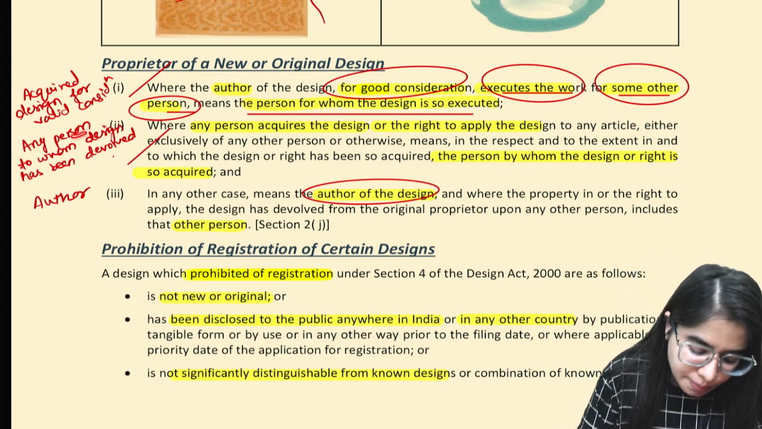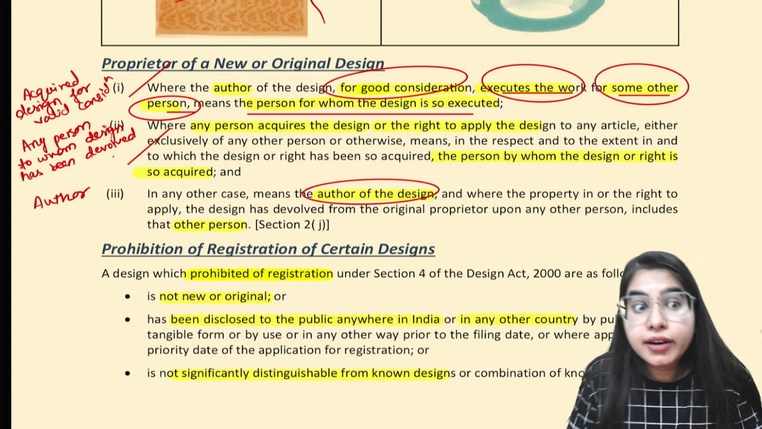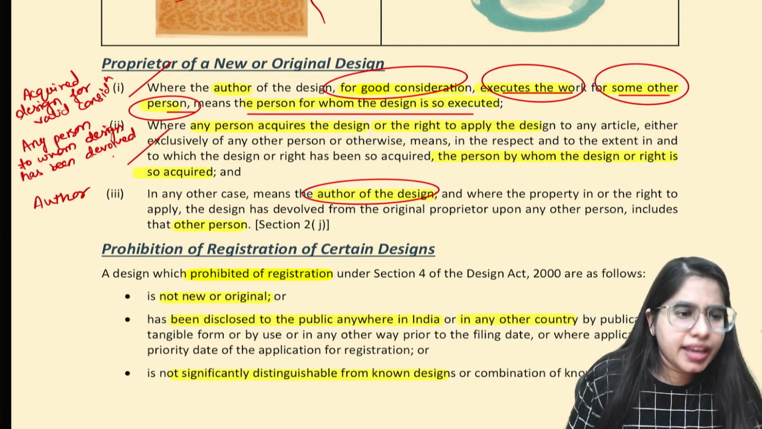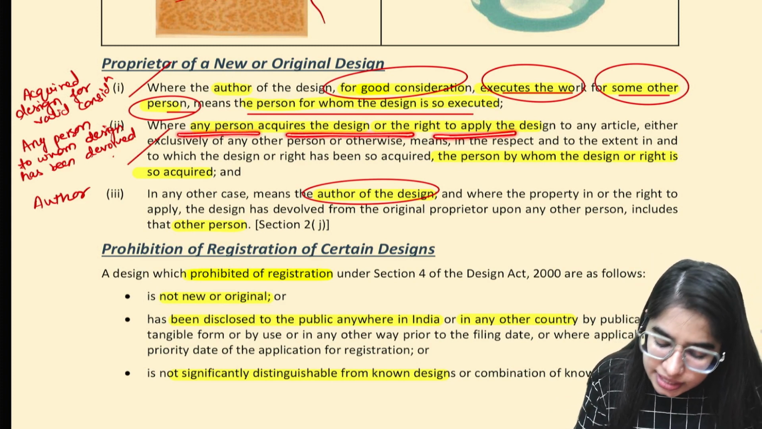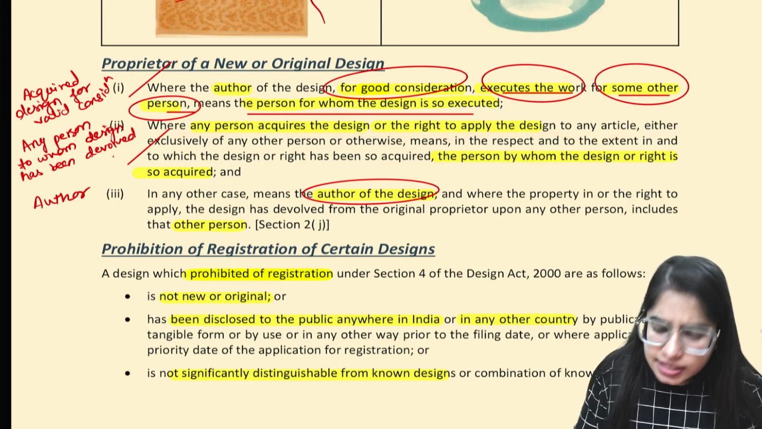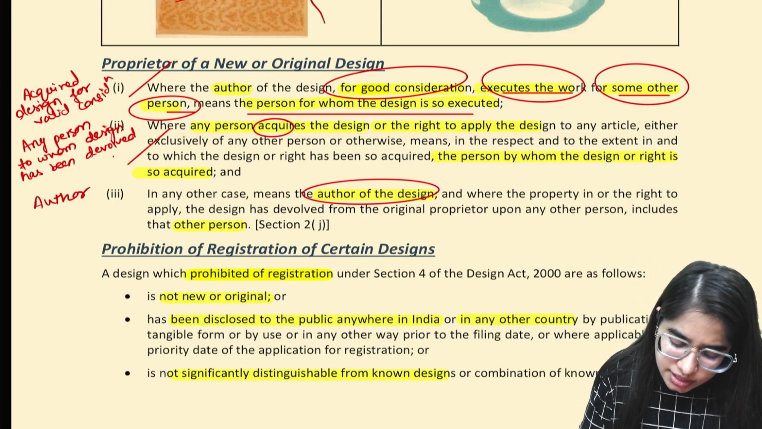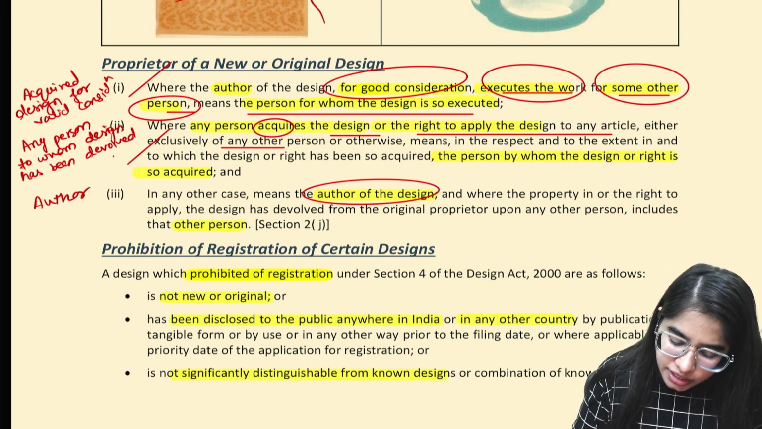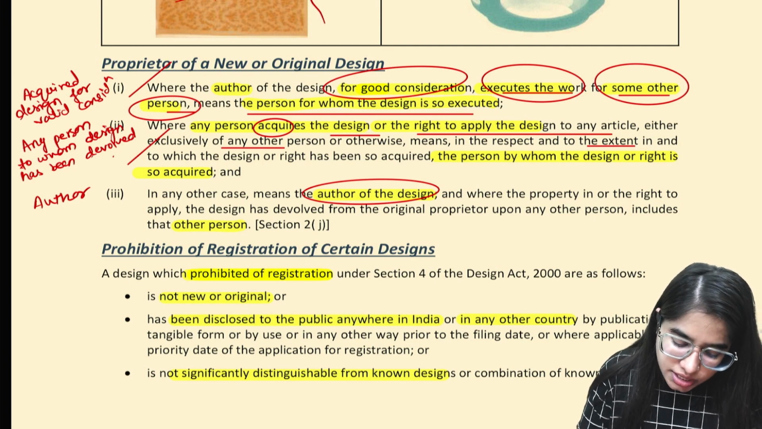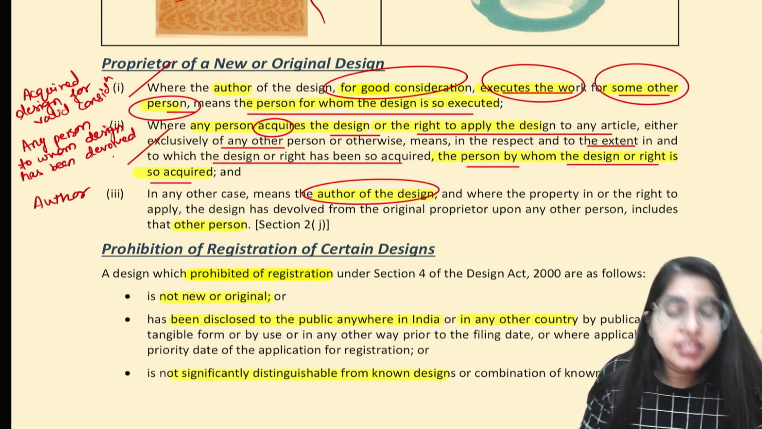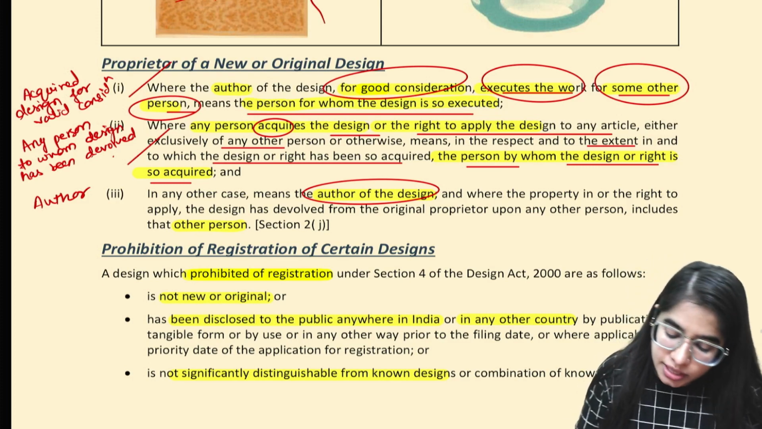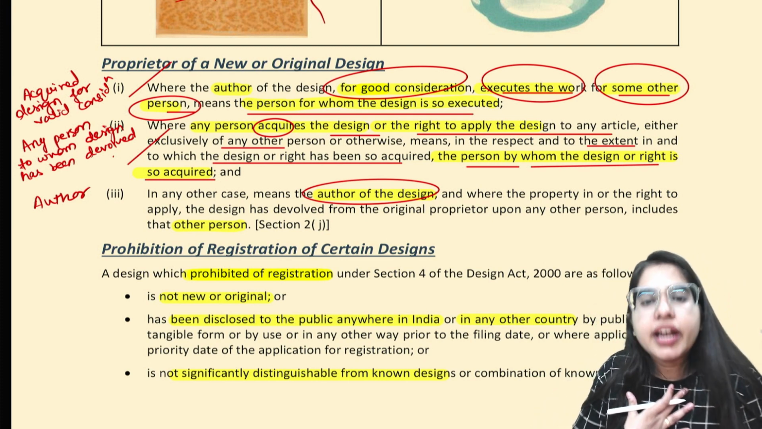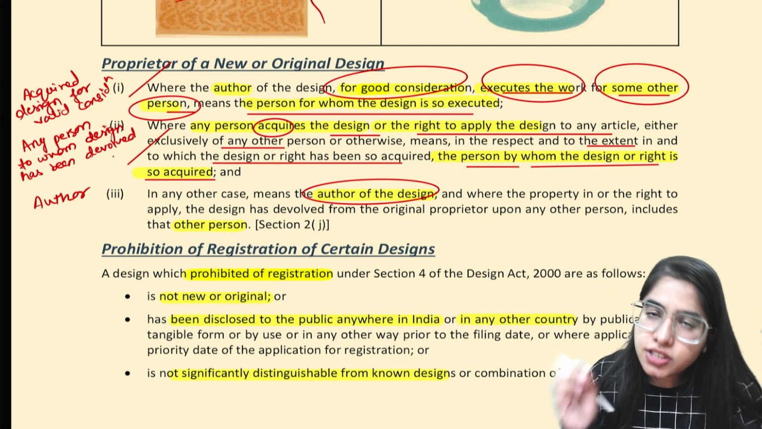Point number 2 is given: any person to whom the design has been devolved. Devolved means transferred, by the operation of law or by any other means. So where any person acquires the design or the right to apply the design in any article, either exclusively of other persons or otherwise, to the extent to which such design is so acquired, that person will also be called the proprietor of the design.